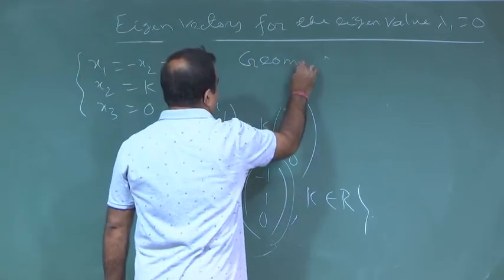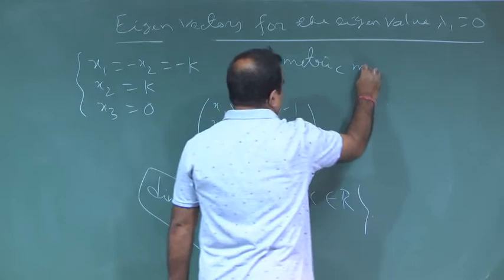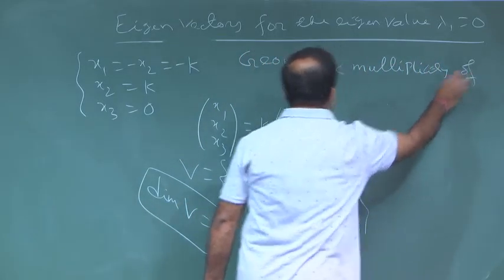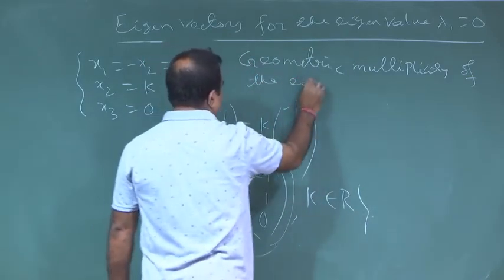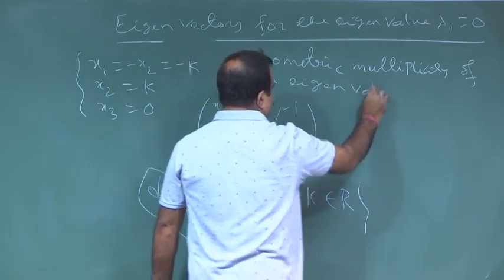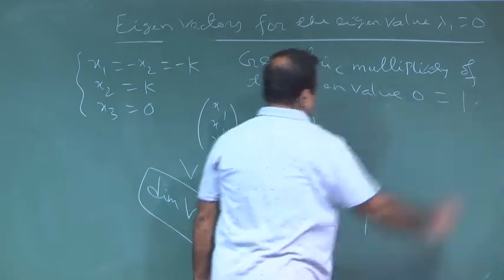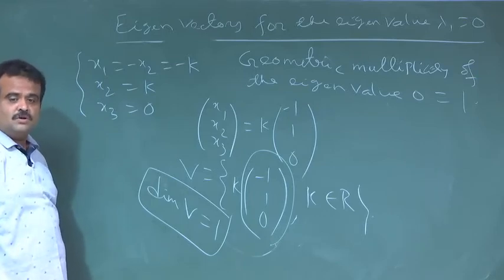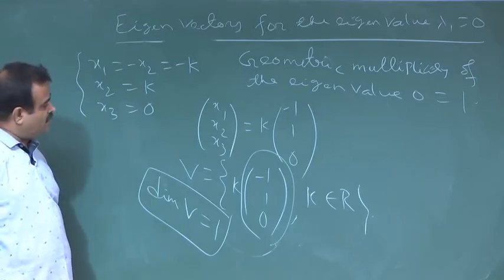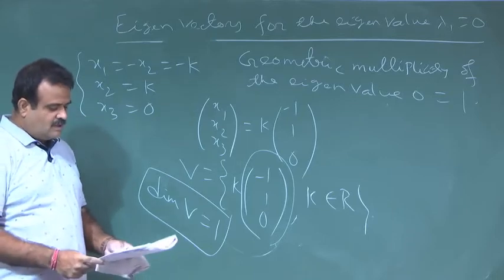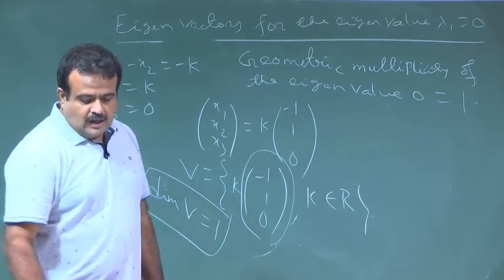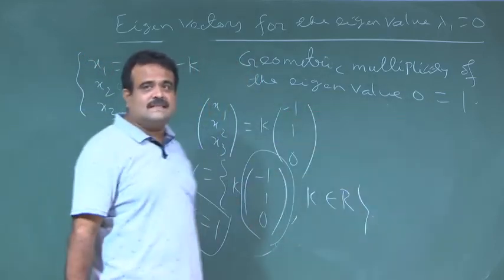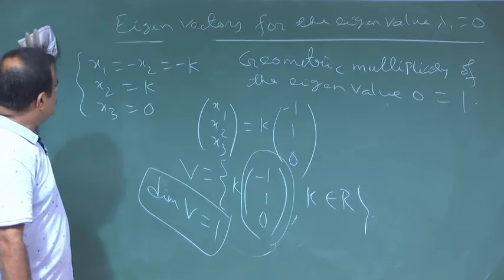So, the geometric multiplicity of the eigenvalue 0 is equal to 1, whereas the algebraic multiplicity of 0 is 2, because 0 is coming twice in the roots of the characteristic equation. The geometric multiplicity is 1, which is less than 2, the algebraic multiplicity.